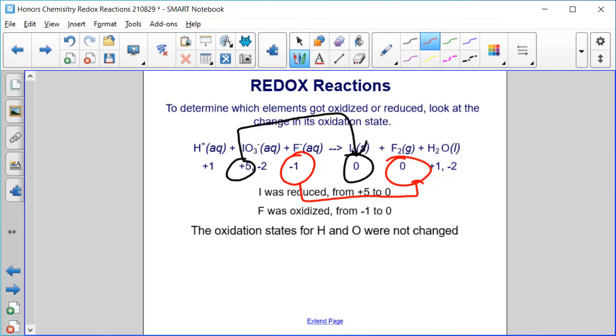So going from +5 to 0, that's getting more negative, right? Closer to 0. Getting more negative means gaining electrons. So I would call this gaining electrons or reduction. And then to go from -1 to 0, that's getting more positive, right? So that's losing electrons or oxidation. So summarized down here below, iodine was reduced from +5 to 0. Fluorine was oxidized from -1 to 0.